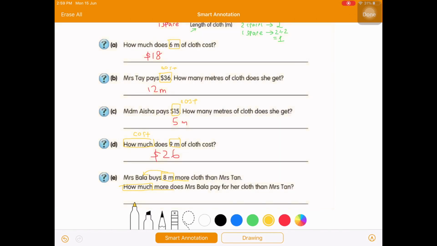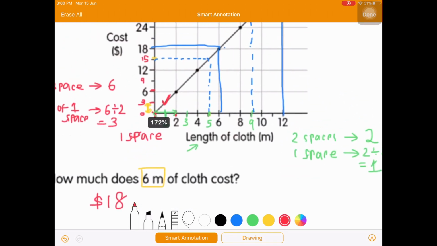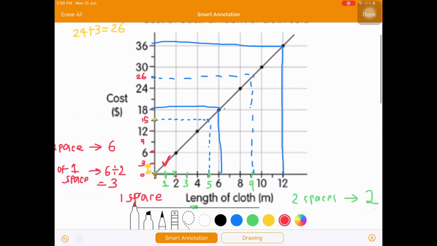8 meters more is bought by Mrs. Bala. We want to find how much more does Mrs. Bala pay for her 8 meter extra cloth. So Mrs. Bala buys 8 meters more. So how much does that 8 meter of cloth cost? What is the cost of it? So let's look at the line graph. How much does 8 meter cost? So let's see, where is 8 meter on the line graph? This is 8 meter.